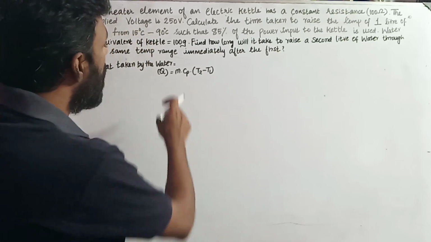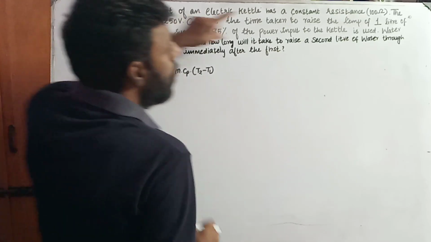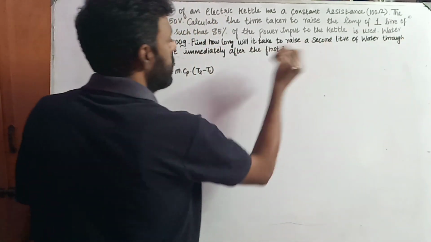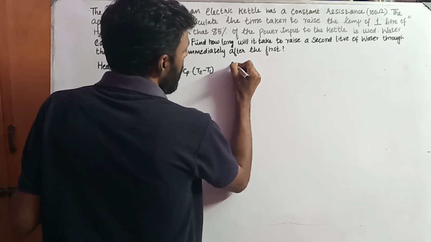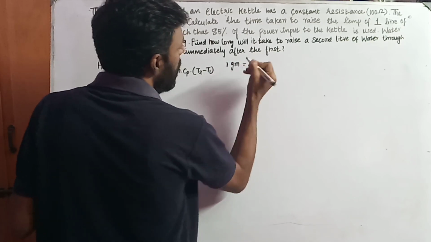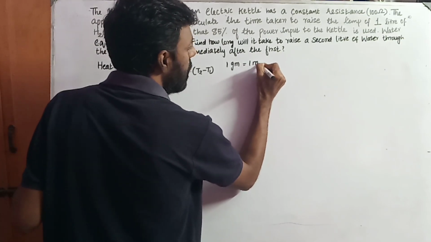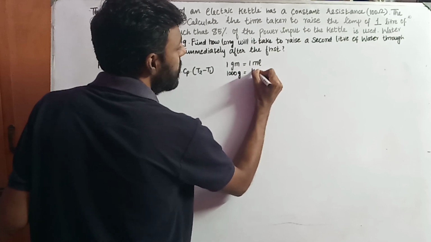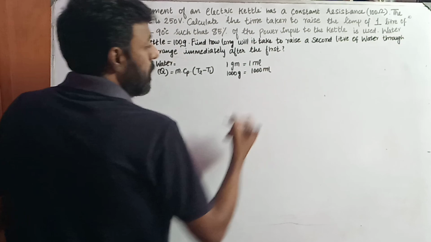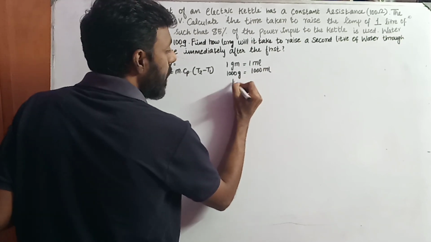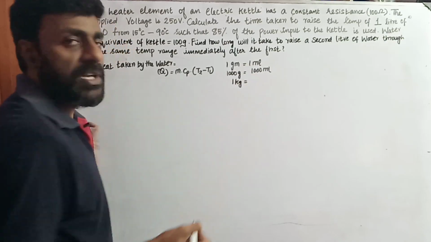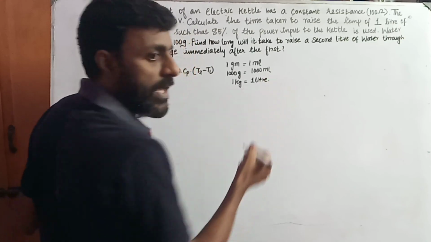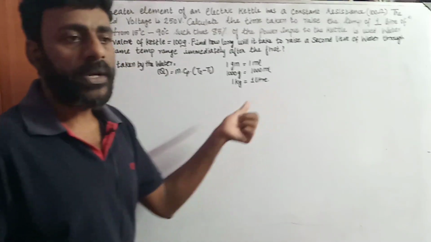So here, what is the mass? The mass is given as 1 liter of water. We know that 1 gram is equal to 1 ml, so 1000 grams will be equal to 1000 ml. 1000 grams is 1 kilogram, and 1000 ml is 1 liter. So we have 1 kilogram equal to 1 liter.